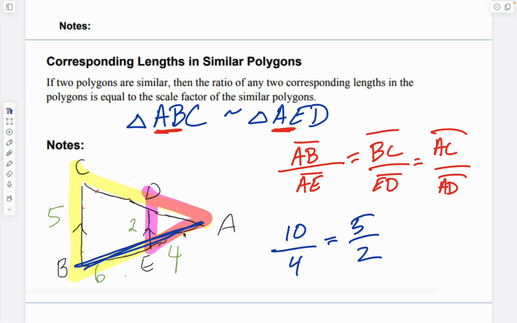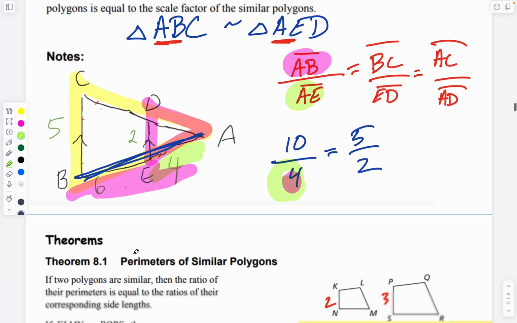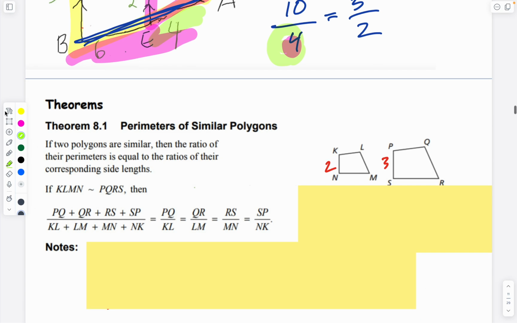Here, 10 over 4 equals 5 over 2. So where did I get 10 from? Here we go. 10 is this whole side here, so AB is 10. 4 is AE. This whole side AB is 10, and then 5, so the big triangle 5 goes to 2. It'll make more sense, I promise.